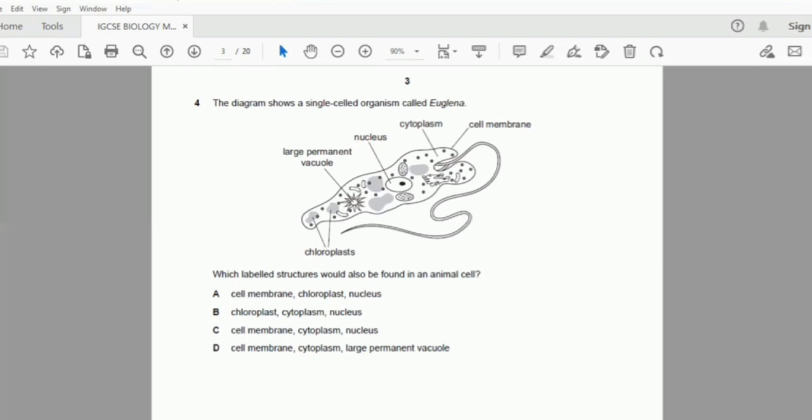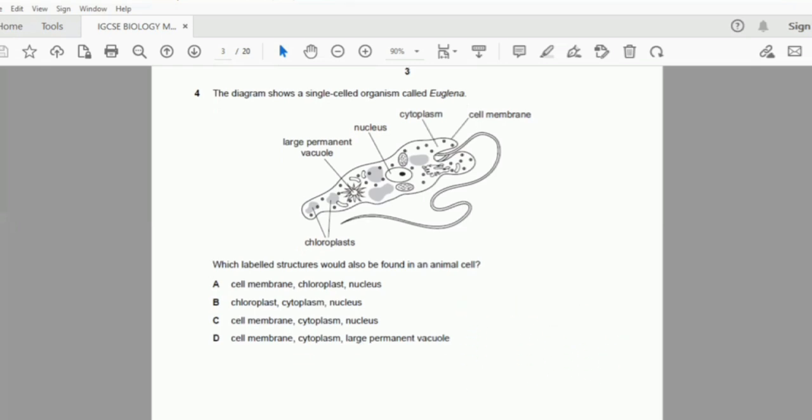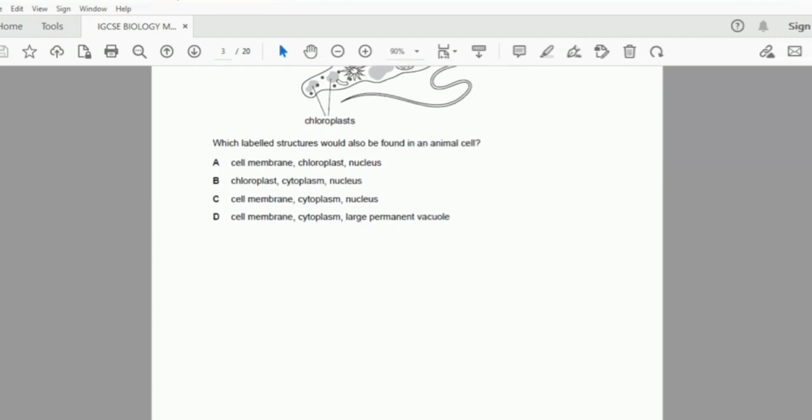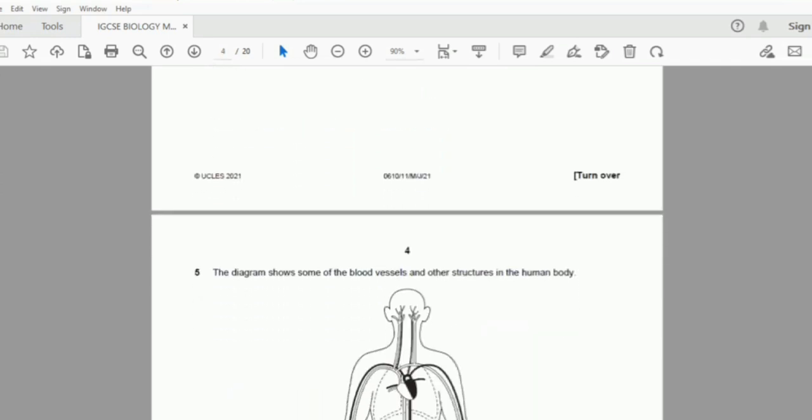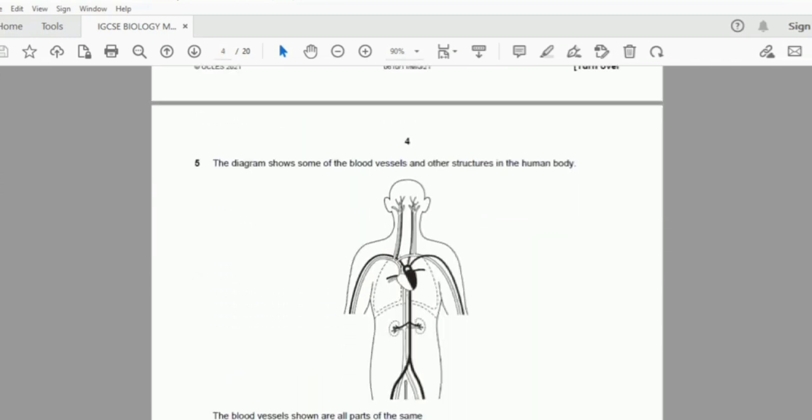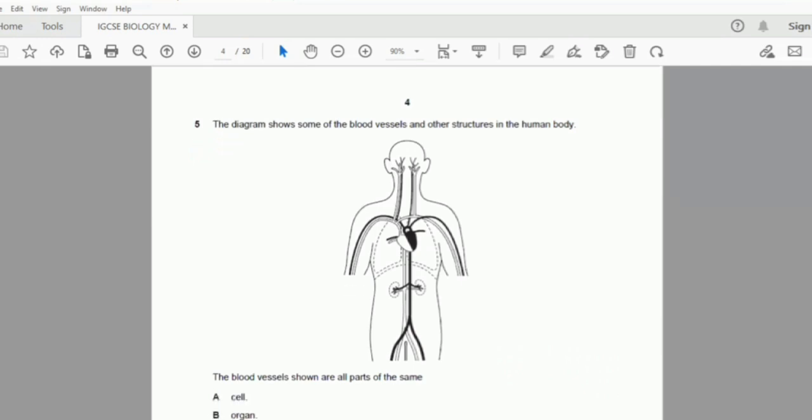Of course, cell membrane, cytoplasm, and nucleus is the correct answer, but you also need to know that prokaryotes do not have a nucleus, but the DNA, the chromosomes, are suspended inside the cytoplasm. So we go to the next question. The correct answer for number 4 is C, cell membrane, cytoplasm, and nucleus. We go to question number 5. The diagram shows some of the blood vessels.